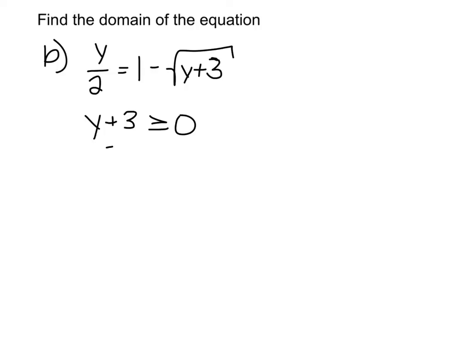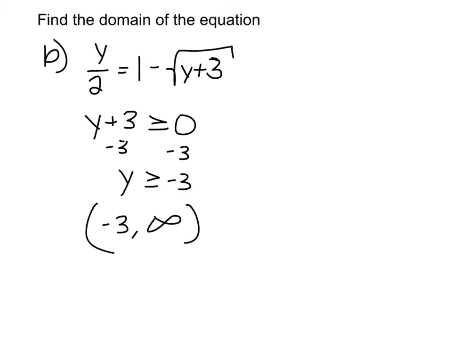So let's subtract 3 from both sides to solve this inequality. I get y is greater than or equal to negative 3. All right. So now that's going to be my domain. As long as y is greater than negative 3, I will have a real number on the right-hand side and a real number on the left-hand side. So as long as y is greater than negative 3, we have a number that's in the domain. So I go from negative 3 to infinity.